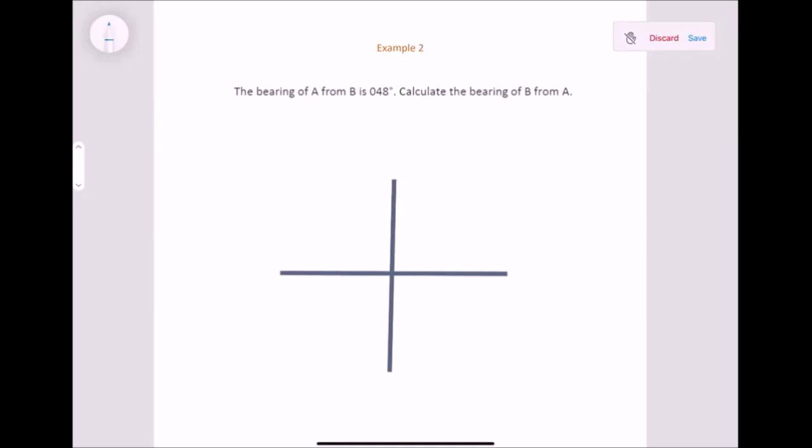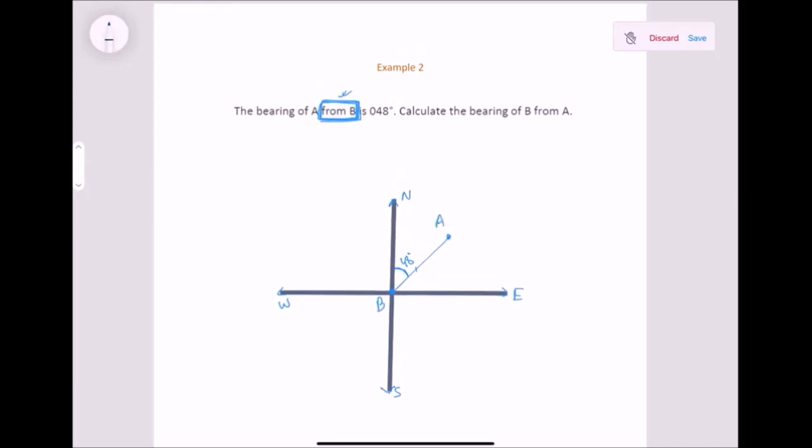Okay, so let's solve another math where we need to calculate a bearing from a given bearing. So the given information is that bearing of A from B is 48 degree. So as we can see, from B means that's the reference point. The bearing is calculated at this point. So if that's my north, south, east, west, the center will be point B. And the other end, that point will be A. Okay, so this 48 is bearing of A from B.